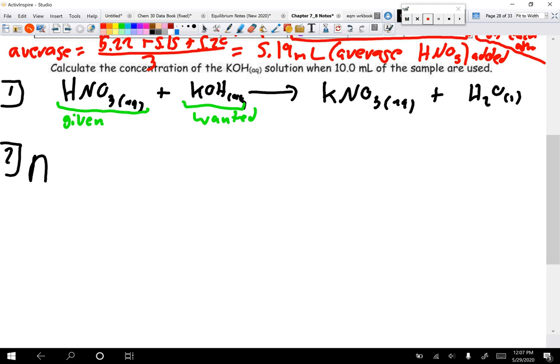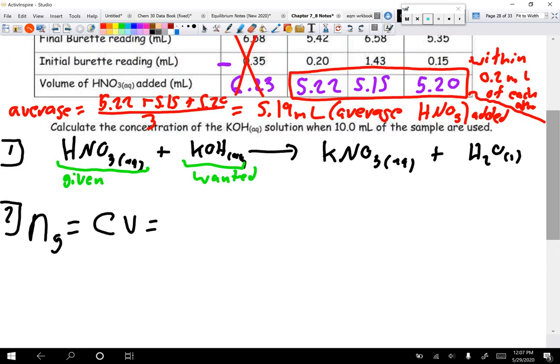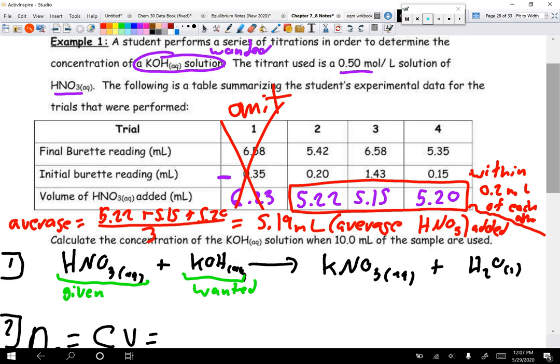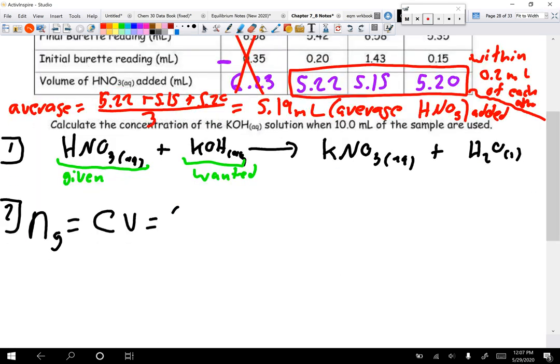So second step in stoichiometry is always find the number of moles you're given, and because we have concentrations and volume, the number of moles that are given is C times V. So when we go back and reread the question, the concentration of our titrant is 0.50 moles per liter. So that's 0.50 moles per liter. Now the volume we have right here, it's the average volume of the nitric acid. So we're going to use this.